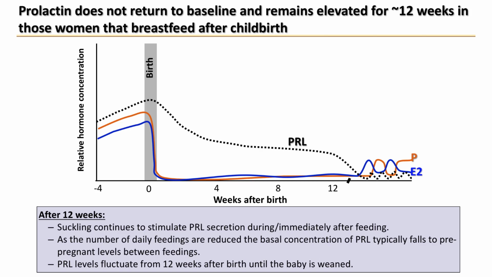However, as the number of daily feedings are reduced, the basal concentration of prolactin typically falls to pre-pregnant levels between the feedings. Note here that levels will fluctuate from 12 weeks after birth until the baby is weaned. Weaning will occur anywhere from 6 months to over a year after birth.